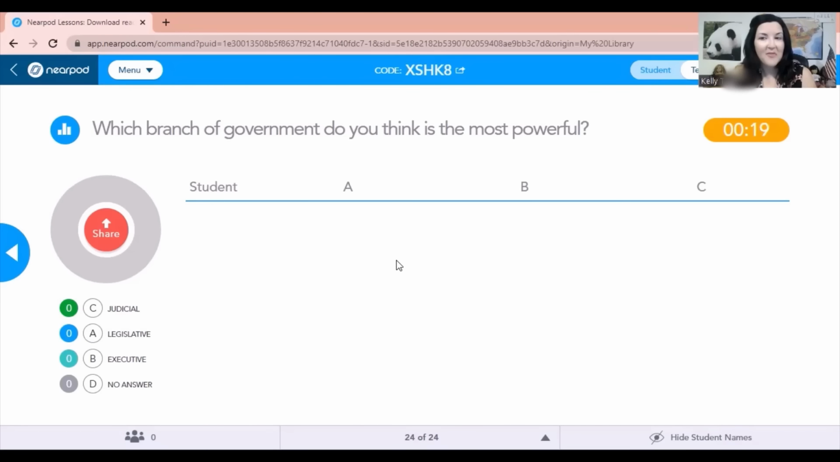So now that you've thought about that, technically the answer is supposed to be none of them. They're all supposed to be equal, but many people, including full-grown adults, argue over who they think is the most powerful. So this one is a matter of opinion, but I would like to know why you think the way that you do.